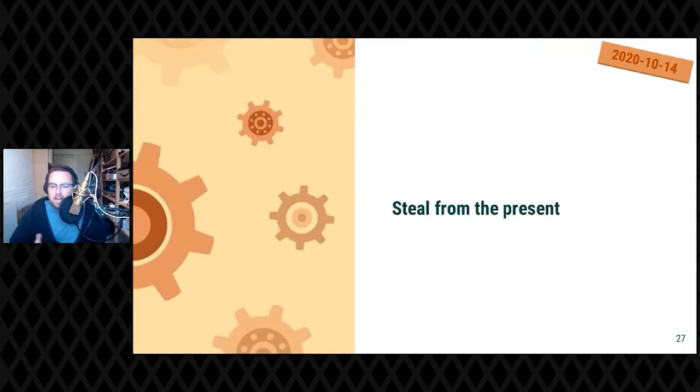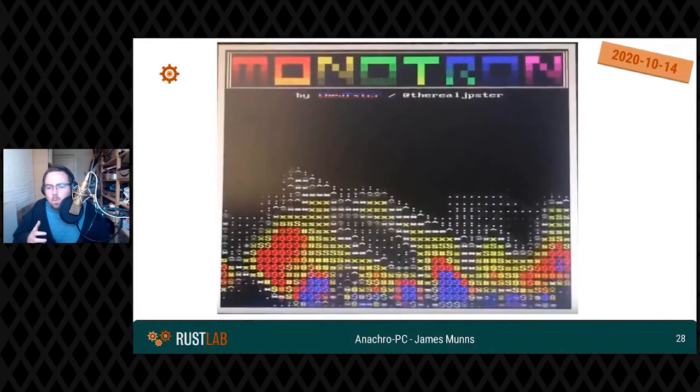So what kind of inspiration can I get from the present? What kind of things can I look around and say, okay, these are people who are doing something that's interesting, and I can take a flavor of that into my project? Well, JP has had this project called the Monotron, and now even the second generation, the Neotron, for a number of years, and has talked about it a lot. And it's been amazing what he's been able to pack into a single microcontroller.